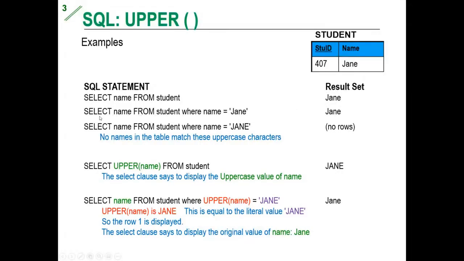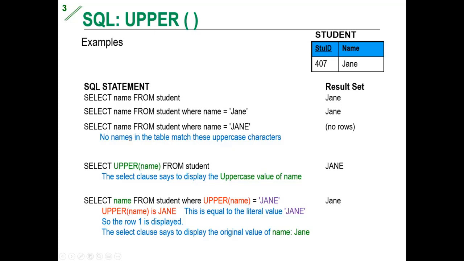The second one: select name from student where the name is Jane. The equal sign means exact match, so we need to match the instance of the name column with this particular Jane, capital J and the rest lowercase. It's a character string, that is why we have single quotes. We have this Jane here in the table, so I'll get back Jane as a result. No problem, straightforward.